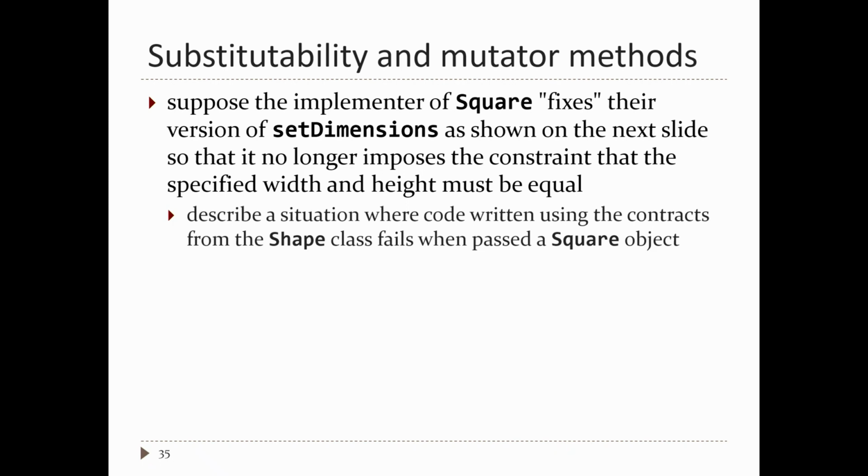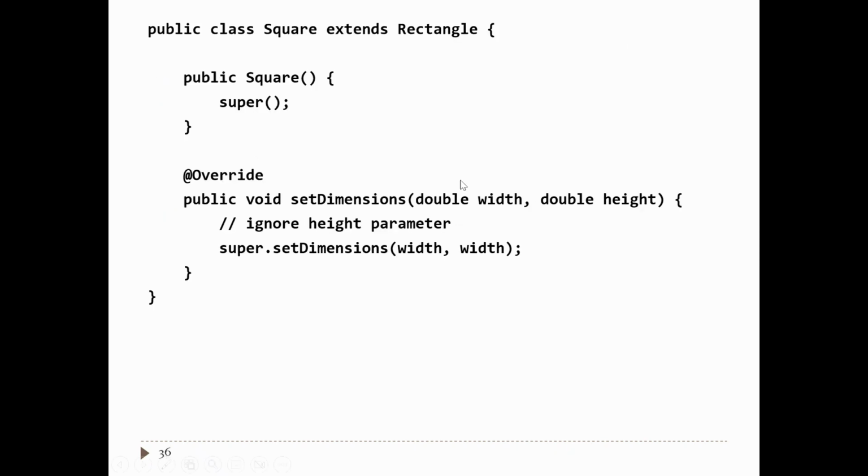Now remember, square is this shape where we've inherited from rectangle, incorrectly inherited from rectangle, and our current implementation of set dimensions forces the width and height to be the same. If they aren't, then it throws an exception. We already saw that's a bad idea. So as the implementer of square, you might say, well, I can fix this problem. In set dimensions, I'm just going to ignore the height. So when I set the size of the square, I'm just going to use the width that's passed in, and ignore whatever value was passed in for the height.